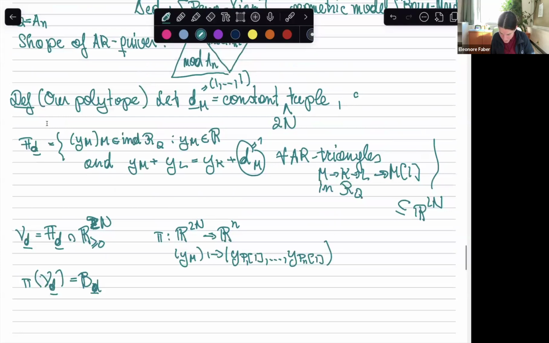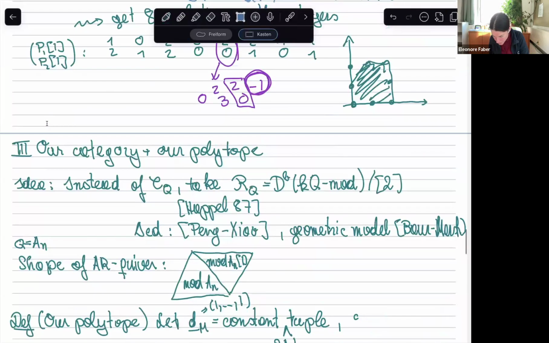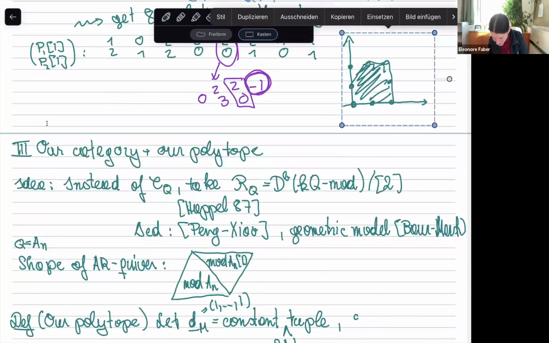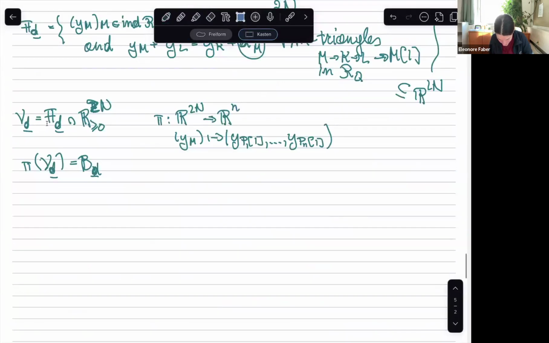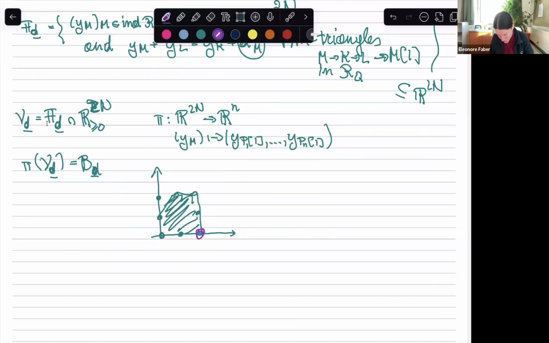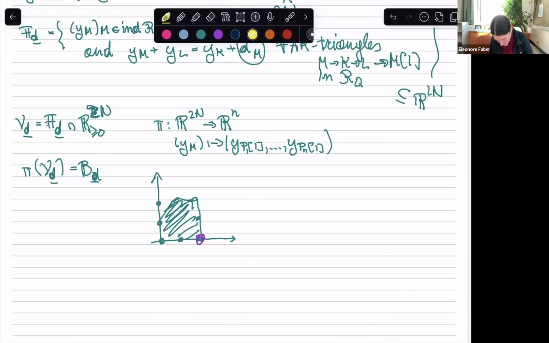So if we do that, I had the picture of the associahedron up here, so let me just copy this. And we will lose these two points. Our polytope, which I'll draw in yellow, will look like this. This is B_1 in our example. And so we get some kind of symmetrization.